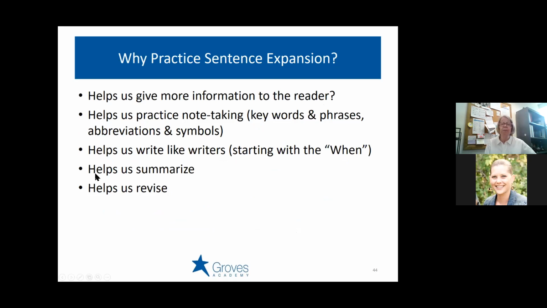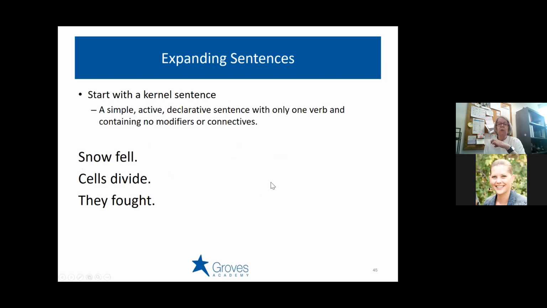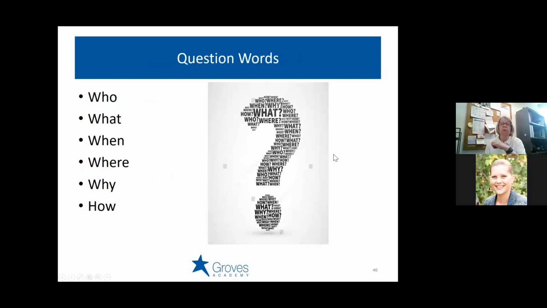And then sentence expansion, which is different from sentence combining because here we're going to use question words. Helps us, again, give more information to the reader. Helps us to write like writers, summarize, revise. Question words are really useful. So the way you do this is, again, starting with a simple declarative sentence, only one verb, no modifiers, no conjunctions, and then give question words.